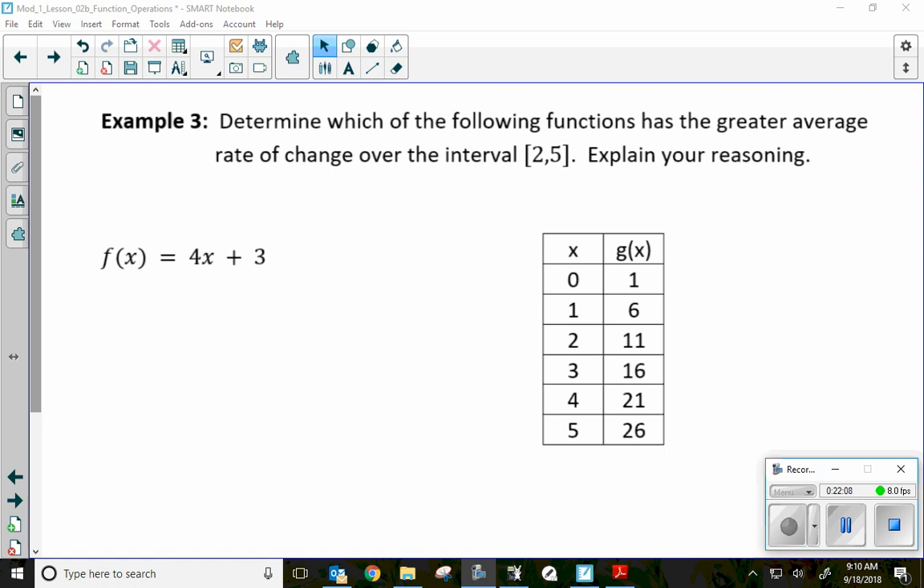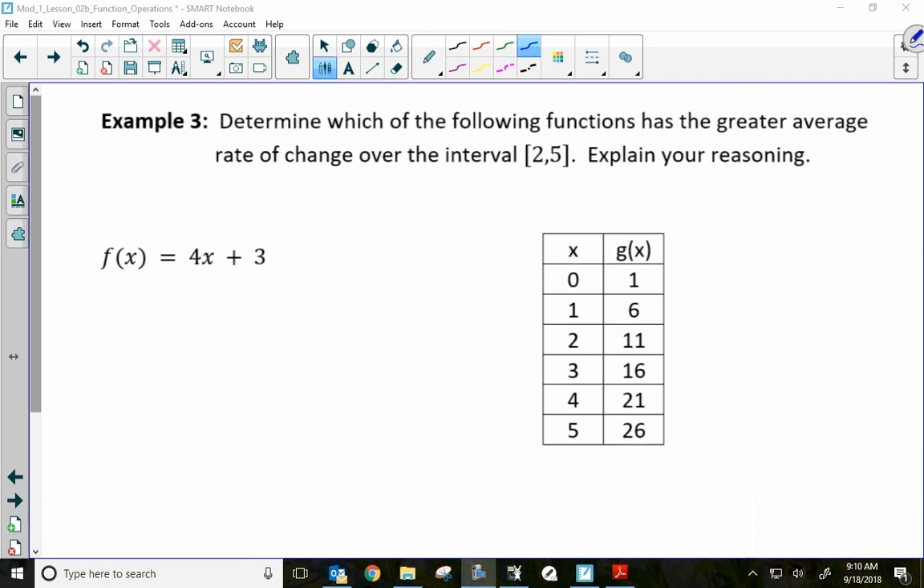Example 3 is a typical Regents problem. It says determine which of the following functions has the greater average rate of change over the interval from 2 to 5 and explain your reason. All right. Well, I need to find the slope from 2 to 5. Because remember, the rate of change, that just means slope, right? From 2 to 5 of g of x and of f of x. And obviously, we need to figure out which one is greater. So which one is going to be a bigger number, okay?